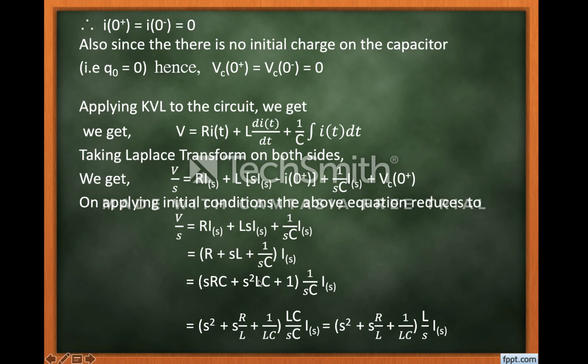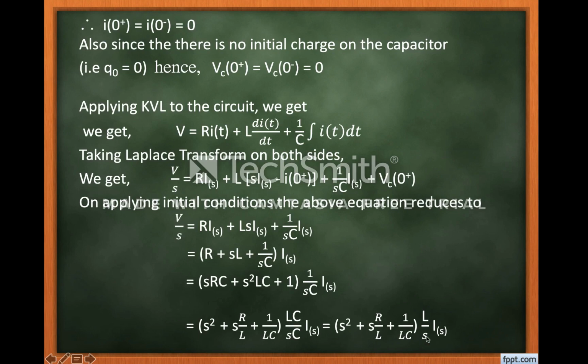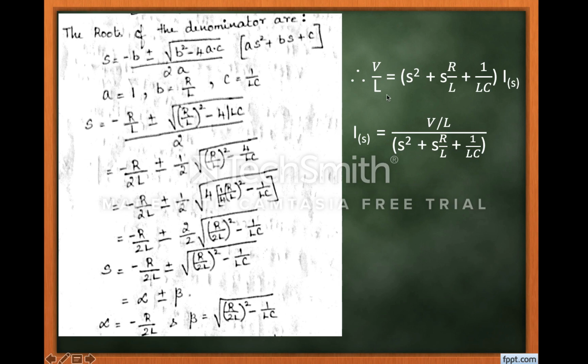So take the constants outside beside the S squared term, and the expression reduces to S squared plus S into R by L plus 1 by LC, the whole multiplied by L by S into I of S. Now you will get the term V by L equal to S squared plus S into R by L plus 1 by LC into I of S, since this L on the right hand side, when taken over to the left hand side, gives V by L. Therefore I of S is equal to V by L divided by the second order polynomial.